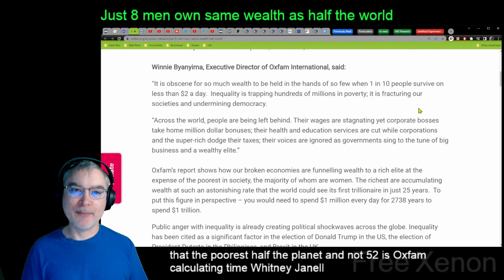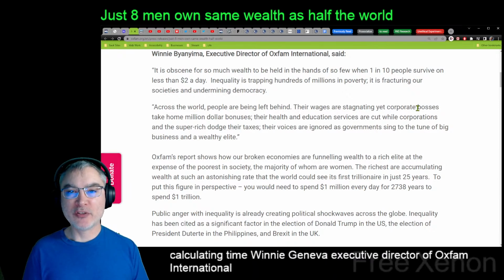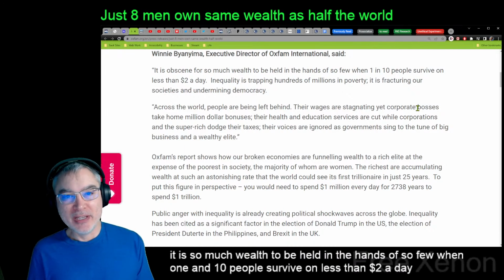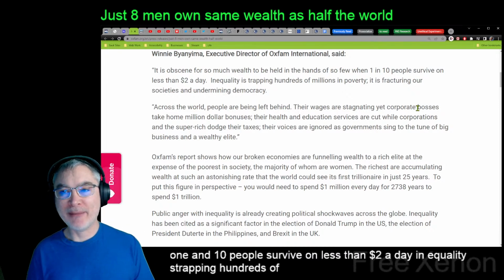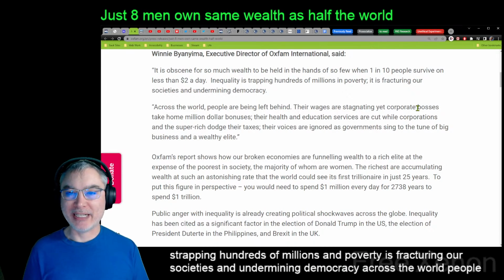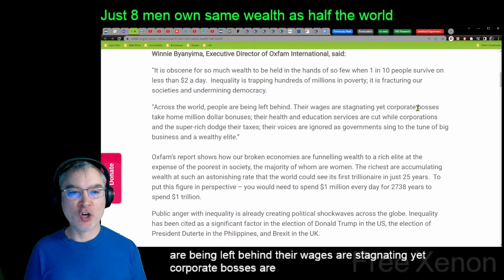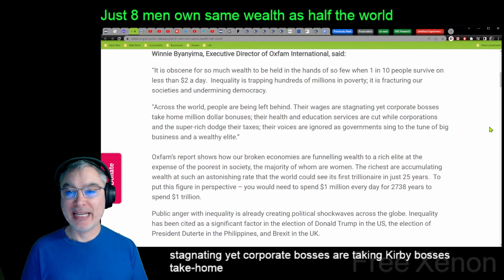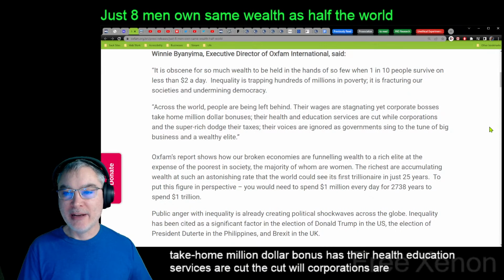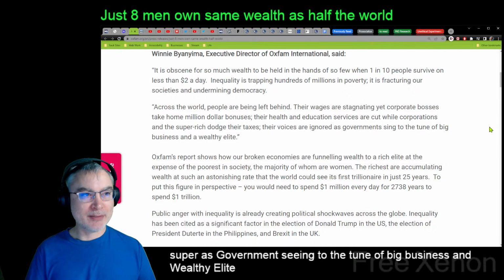Winnie Byanyima, executive director of Oxfam International, said, quote, "It is obscene for so much wealth to be held in the hands of so few when 1 in 10 people survive on less than $2 a day. Inequality is trapping hundreds of millions in poverty. It is fracturing our societies and undermining democracy. Across the world, people are being left behind. Their wages are stagnating, yet corporate bosses take home million-dollar bonuses. Their health and education services are cut, while corporations and the super rich are dodging their taxes. Their voices are ignored as governments sing to the tune of big business and a wealthy elite." End quote.